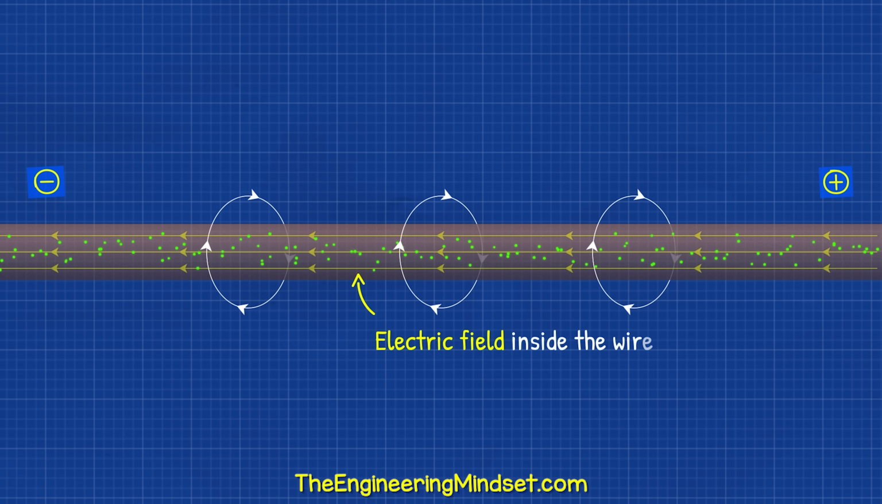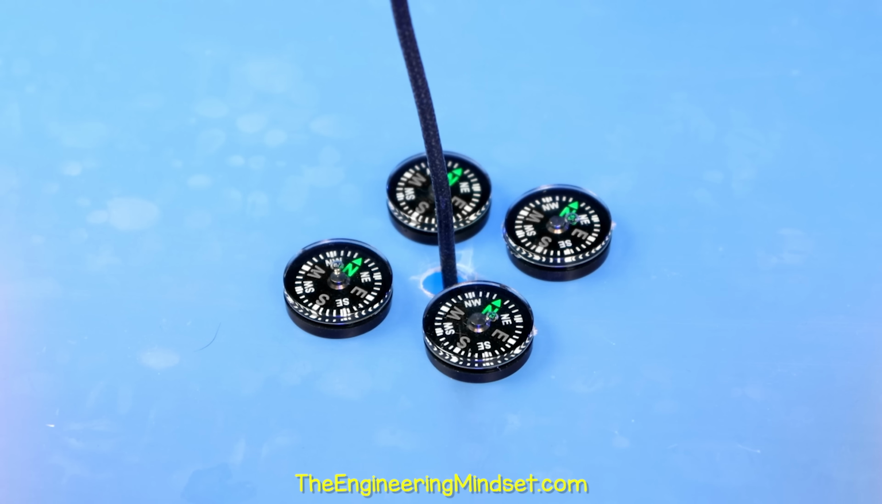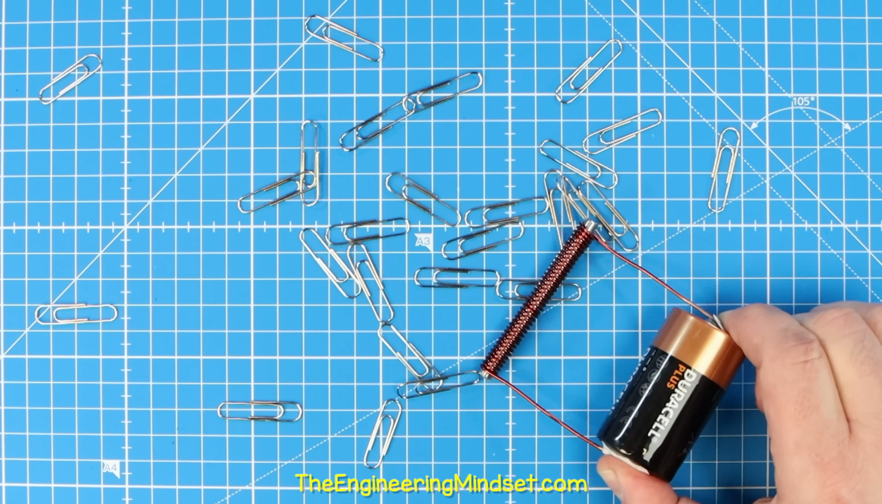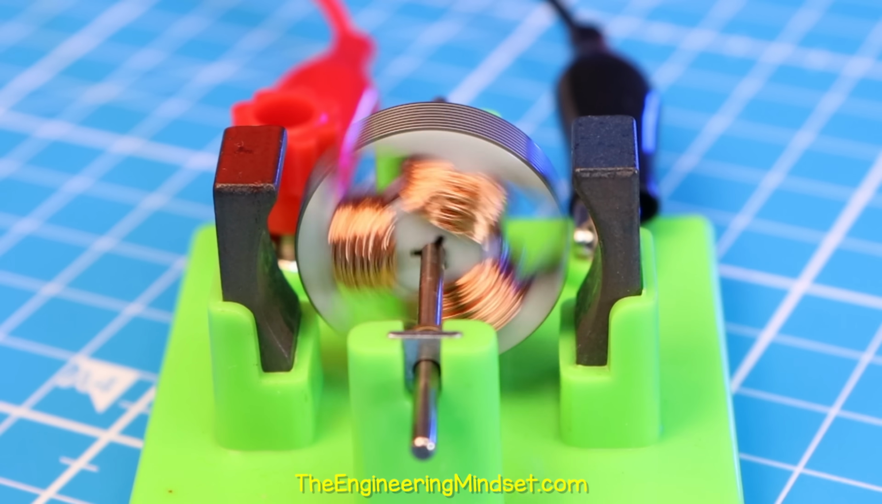As they move together through the wire, they create a magnetic field around the wire. We can see that using some compasses. We use this to build electromagnets, and it's also used to drive electric motors.